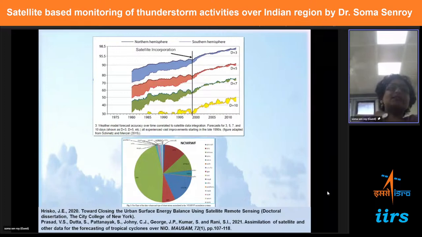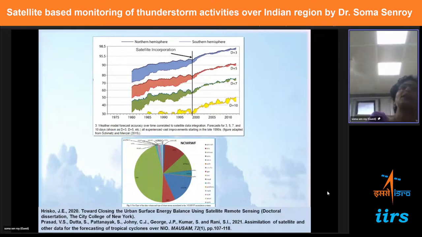Different kinds of satellites, ERC, AMSU-A, AMSU-B, IIRS, all these data are a very significant component in the assimilation, creating the first guess, and modifying the first guess field to create the analysis field for forecasting. So this indicates the importance of satellite data for improving the NWP model forecasts.